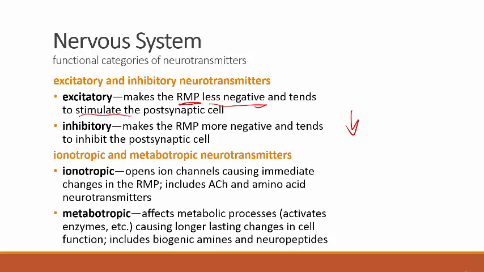Or it could have a metabotropic effect. That is, it activates some metabolic process in the postsynaptic cell. So it's not always about bringing the cell to threshold; this neurotransmission could be about activating processes or inactivating processes in the postsynaptic cell. So that would be a metabotropic effect caused by a neurotransmitter.